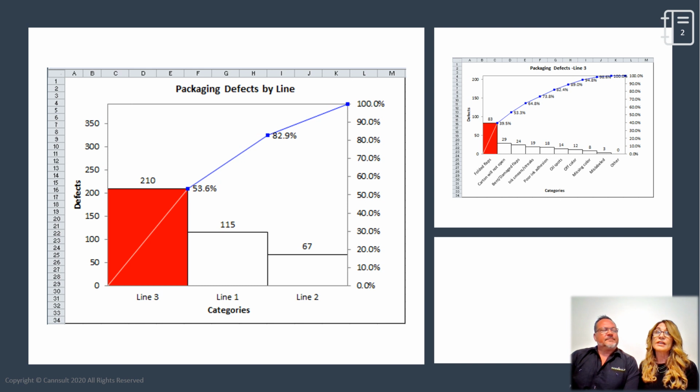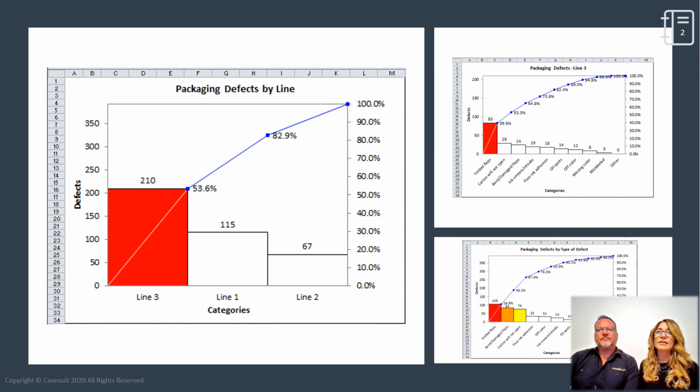In order to understand what's happening on line 3, the team can create a Pareto of packaging defects from line 3. In the second level Pareto, we see that the first 2 categories of folded flaps and carton won't open account for more than 50% of all defects on line 3. At this point, the team might decide that they need to narrow the scope just to the most prevalent defect, so they'll focus on folded flaps.